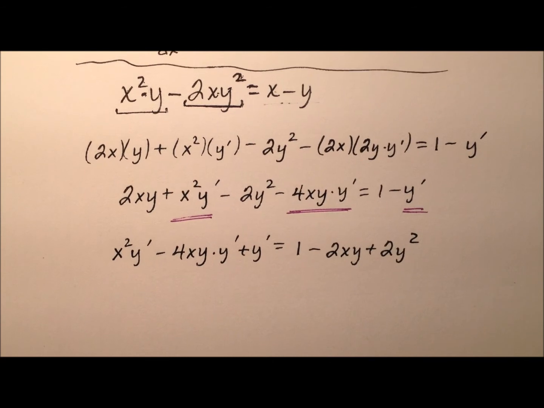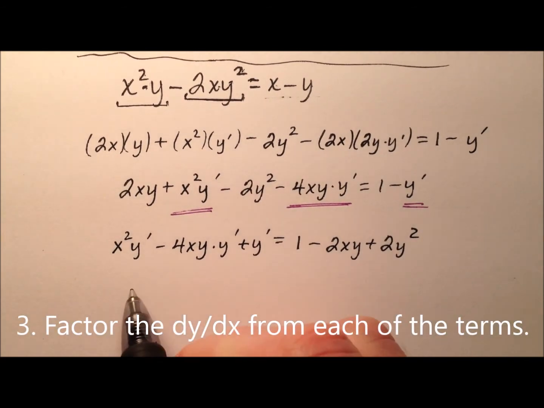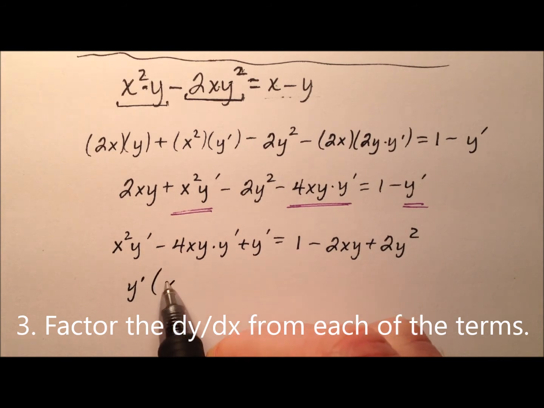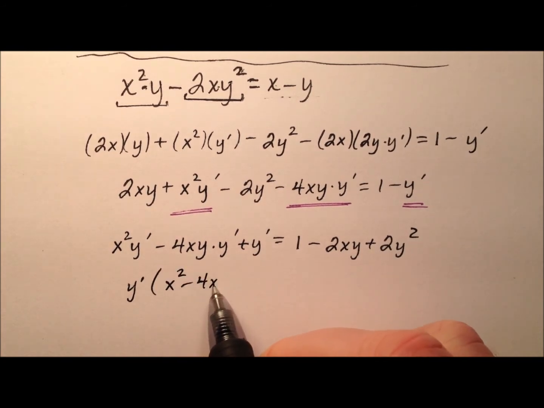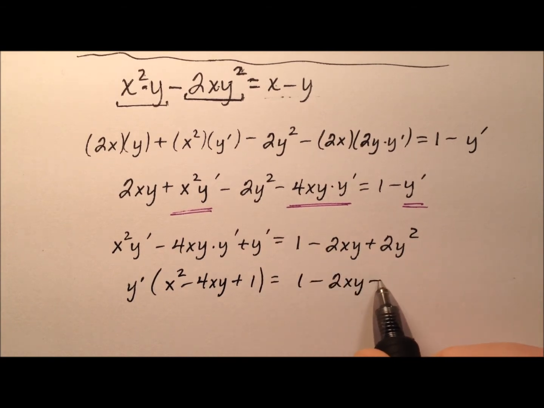So as far as our guidelines are concerned, step 3, we're going to factor out the y prime. Okay, so I have x squared minus 4xy plus 1. And that, of course, equals our right side.